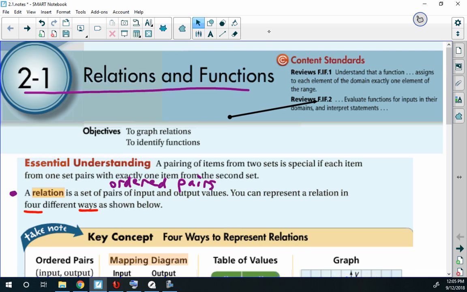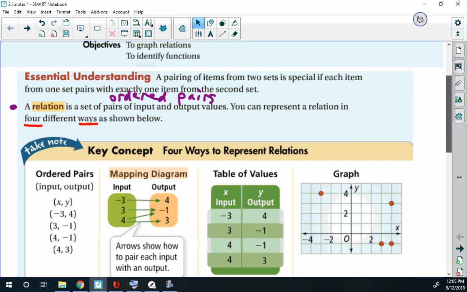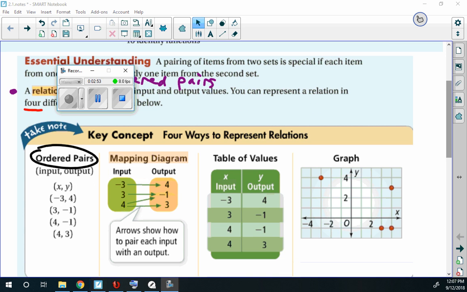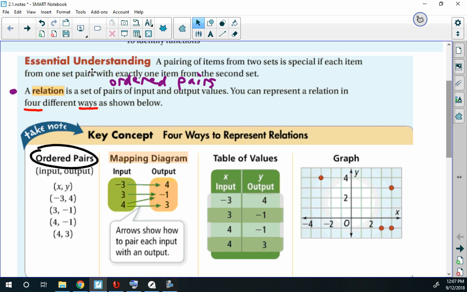So the four ways to represent relations, I really like the way they did this. They used the exact same relation each time. They have ordered pairs. So they have (-3, 4), (3, -1), (4, -1), and (4, 3). So that's one way, this ordered pairs business. All right, so ordered pairs is one way that you can write out a relation.